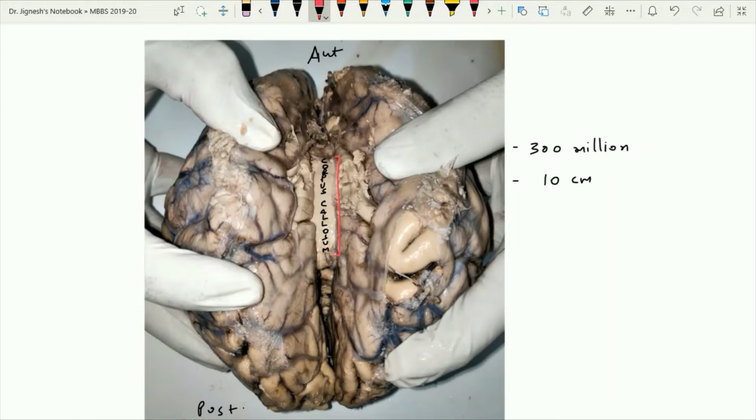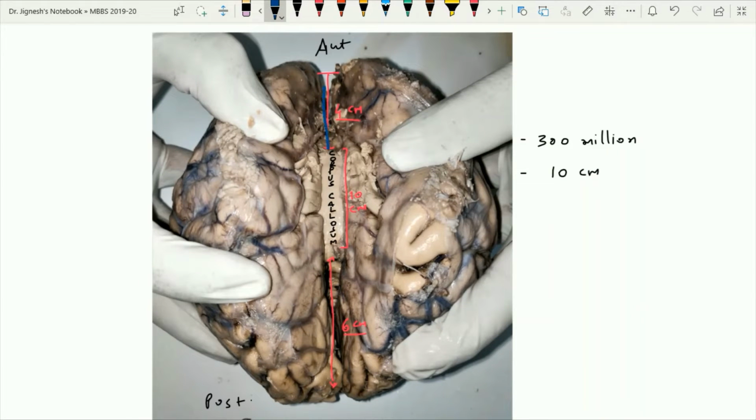The size of this corpus callosum is around 10 centimeters, and it is nearer to the anterior side than the posterior side. It is around 4 centimeters behind the frontal pole of the brain, while 6 centimeters in front of the occipital pole of the brain. So the corpus callosum is nearly half of the anteroposterior diameter.